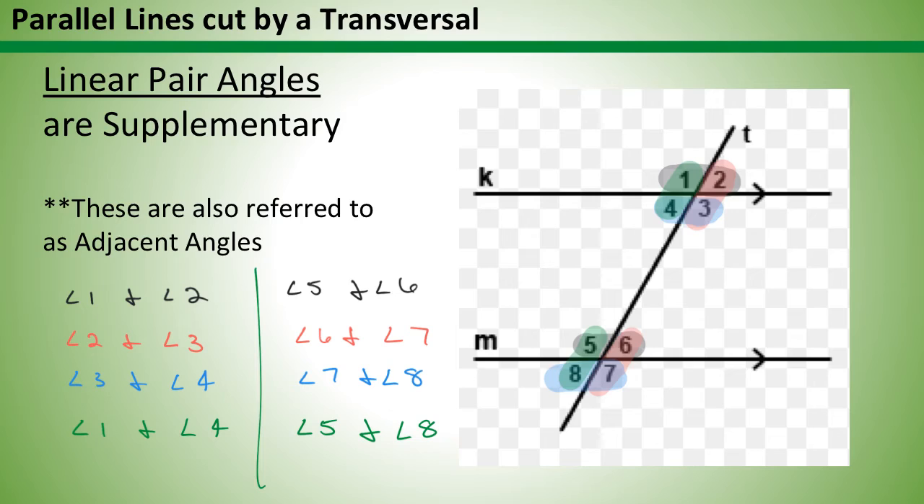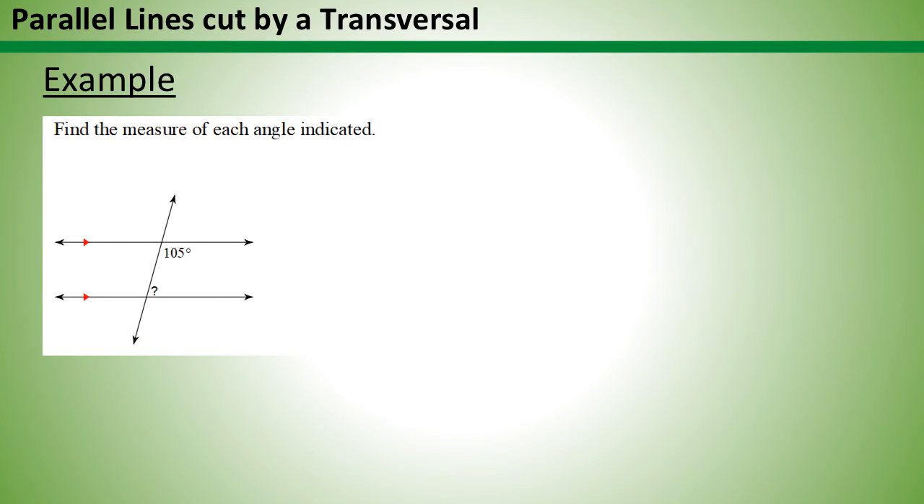Okay, so just like last week, these are always supplementary. And these can also be referred to as adjacent angles. So sometimes you'll see the word adjacent. Adjacent just means these angles are right next to each other, which we see that. And they're also called a linear pair. So know those 2 terms. So let's check out some examples.